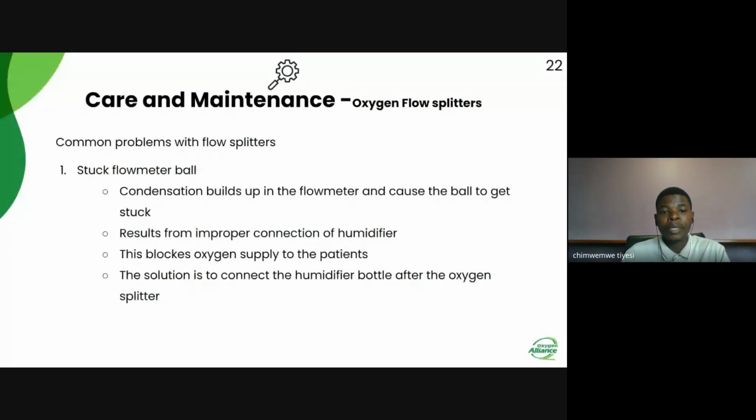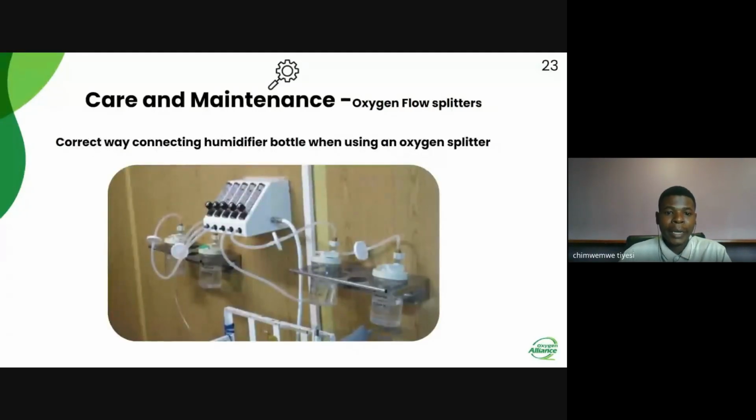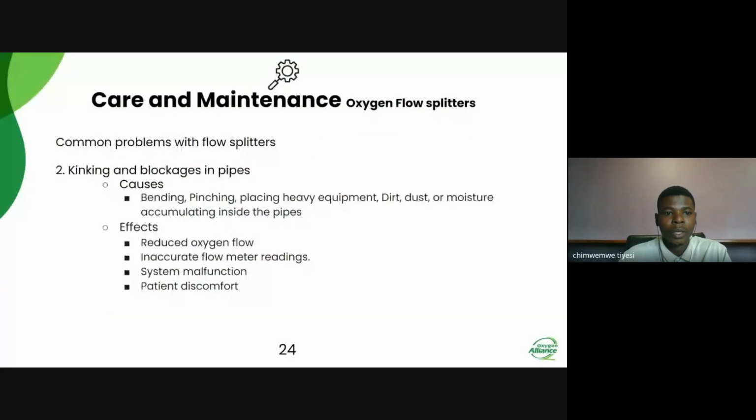Next, I'm going to show you a picture on how you can do this correctly. As you can see in the graphics, we have this larger diameter pipe coming from the bottom here. This is going to the inlet of the flow spreader. After the flow spreader, we have these tubes where there is a connection of a bacterial filter going into the humidifier bottle. So this is the correct way. You should avoid at all costs connecting the humidifier bottle just after the oxygen source and in between the oxygen flow spreader. Moving on, we are going to look at the second problem, which is kinking and blockages.